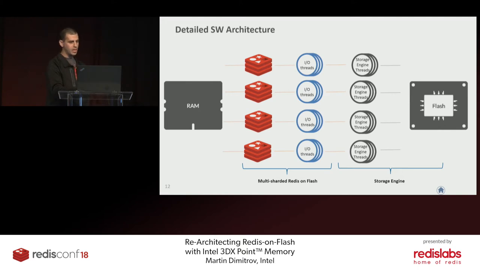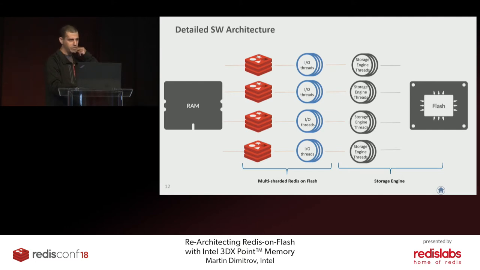The way it works in a cluster, or on a node, is that each shard, we see multiple shards at the Redis logo, has multiple IO threads, and the IO threads are accessing the storage engine. The storage engine is embedded inside the Redis process. So each Redis process on the node carries its own storage engine and IO threads that do parallel IO to the flash.